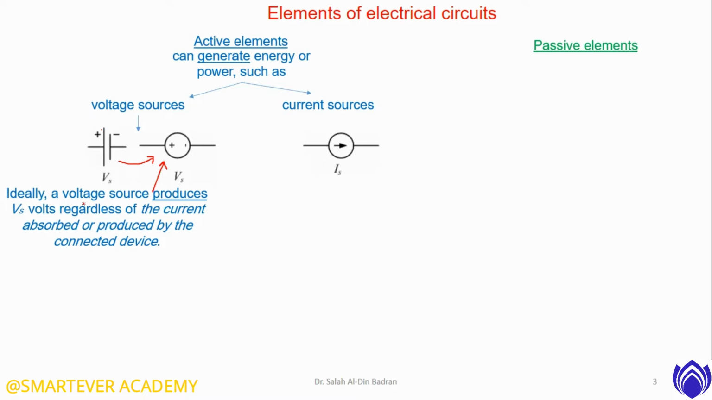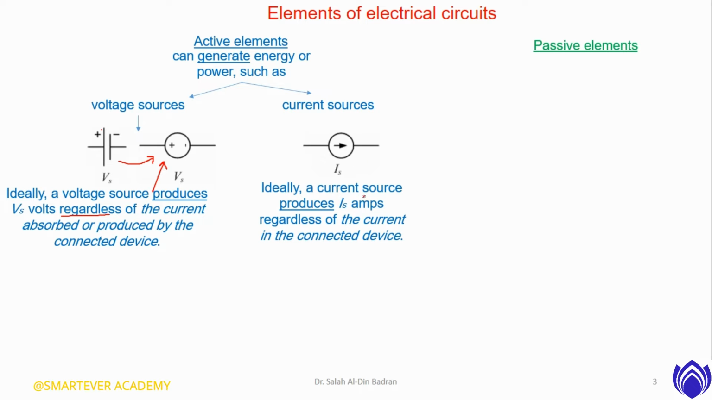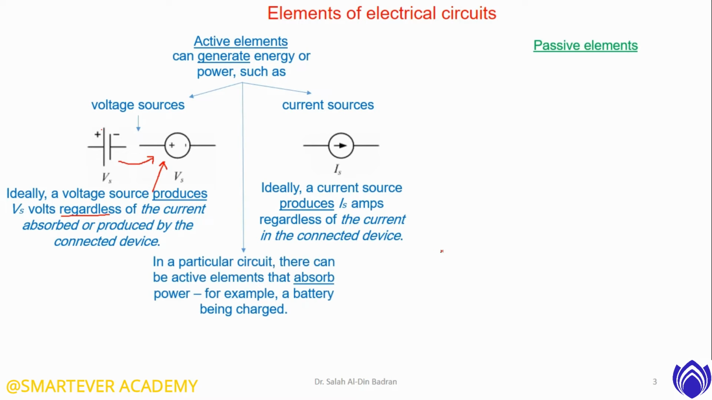Voltage sources: ideally, a voltage source produces Vs volts, like 10 volts, 20 volts, etc., regardless of the current absorbed or produced by the connected device. But a current source, ideally, produces Is amps, like 1 amp to 10 amps, regardless of the current in the connected device.